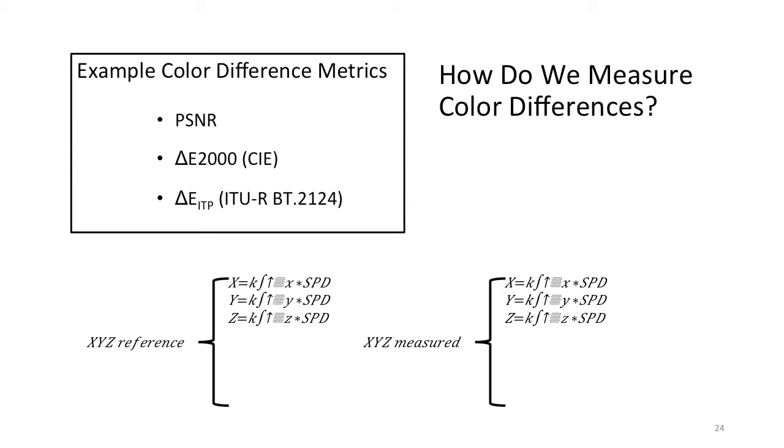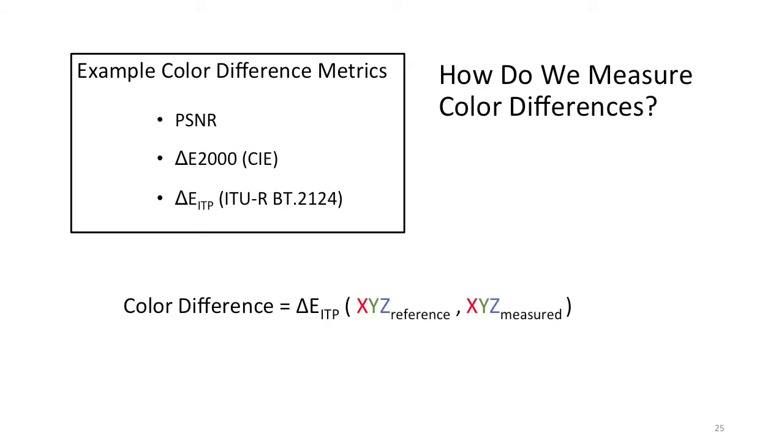There's a number of color difference metrics that exist today. One of the most common ones is just looking at PSNR, peak signal to noise ratio. But you can also use more advanced models, such as CIE Delta E 2000 or Delta E ITP. And how all of these metrics essentially work is they take in the XYZ of your reference, they take in the XYZ of your measurement, and they spit out a number. And that number is supposed to represent how perceptually close those two colors are.